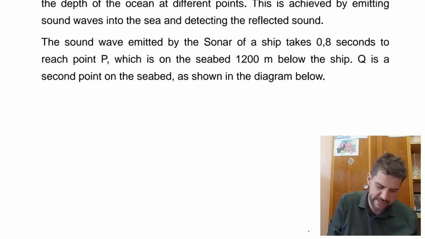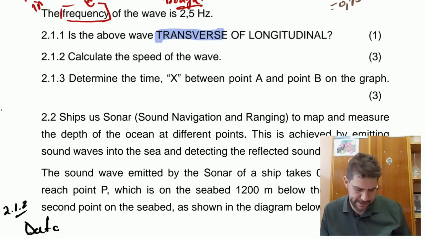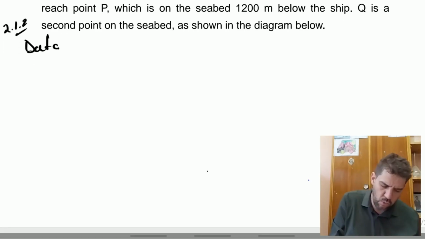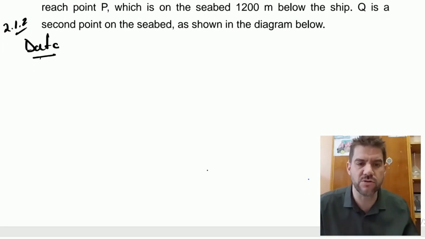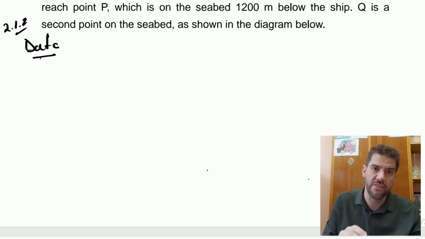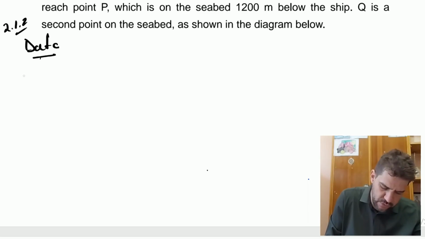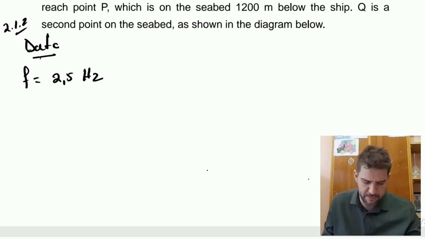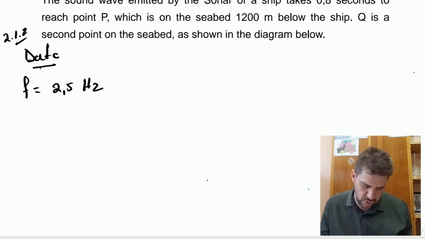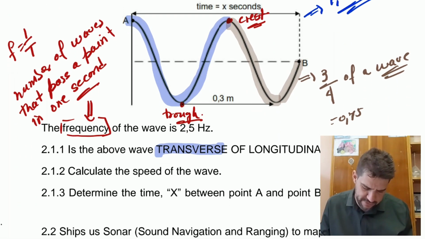So let's write here data. And this is question 2.1.2, if I'm not mistaken. There we go. So the data, what is known by us, what they gave us? Well, they gave us, first of all, the frequency, which is 2.5 hertz, if I'm not mistaken. I want to make sure it's 2.5 hertz.